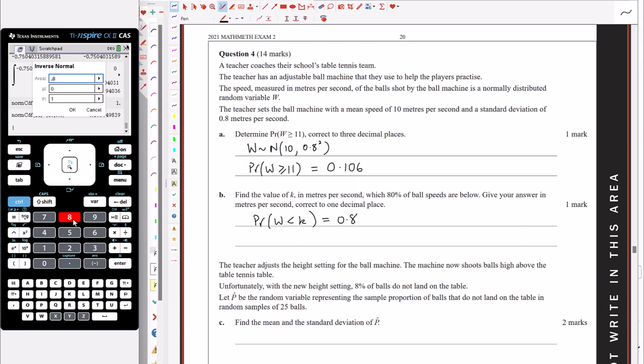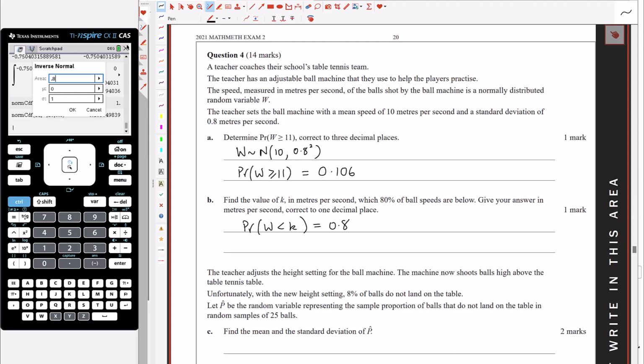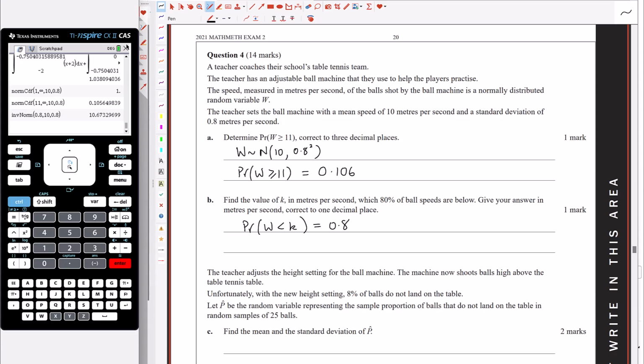So that's 0.8. Oh, my apologies, I accidentally got myself an extra toolbar there. Let's see if we do that. Okay, mean is 10, standard deviation 0.8. Okay, so that k value, and we want it correct to 1 decimal place, is 10.6. What we've essentially done there is we've got our normal distribution, mean is 10, standard deviation is 0.8, and we want 80% to be less than k. And so that is 10.6.